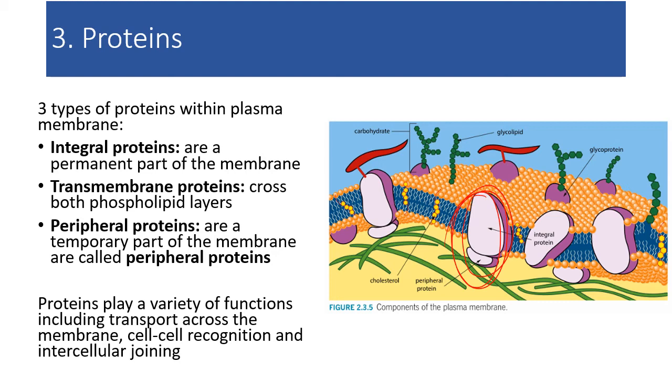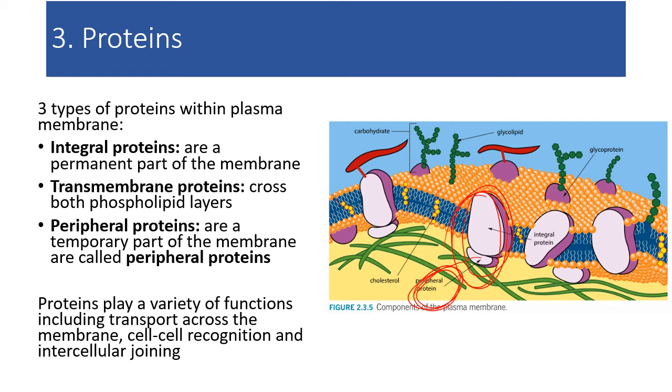If this integral protein crosses both of the phospholipid layers, so it goes from one side of the bilayer to the other, then we call it a transmembrane protein. If we're looking at any of these proteins that are attached to them, such as this one here, it's attached to an integral protein, but it only attaches temporarily. So this is called a peripheral protein.